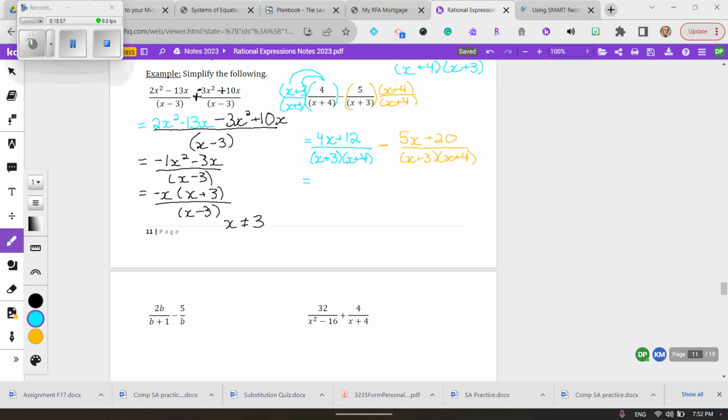Okay, I see that the denominators are the same, so I can add or subtract the bottom. I get 4x plus 12. Then I see it's that same subtraction sign, so I'm going to add the opposite, negative 5x minus 20. I have negative 5x minus 20.